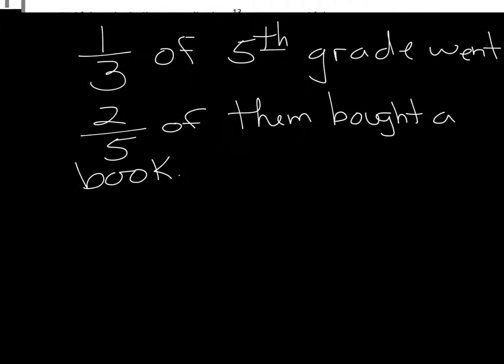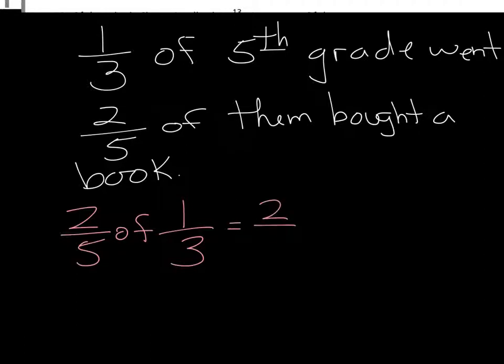And the way that we're going to be able to do that is to take 1/3 of the 5th graders who went, and of them, 2/5 bought a book. So we want to know what 2/5 of 1/3 is. And then we'll know what fraction of 5th graders bought a book. So 2/5 of 1/3 is the same as 2/5 times 1/3. We don't need to invert anything because this is a multiplication problem already.